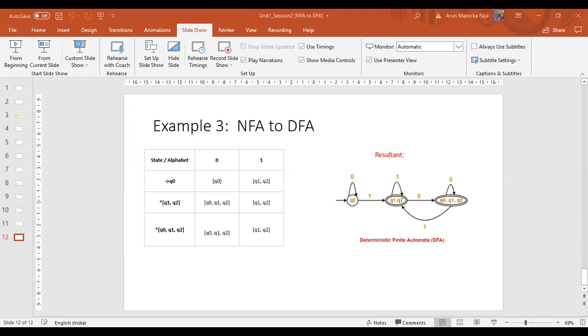Is it so? The slide is example 3, ma'am. Oh, sorry, ma'am. Sorry. Okay, the time is over, I think.